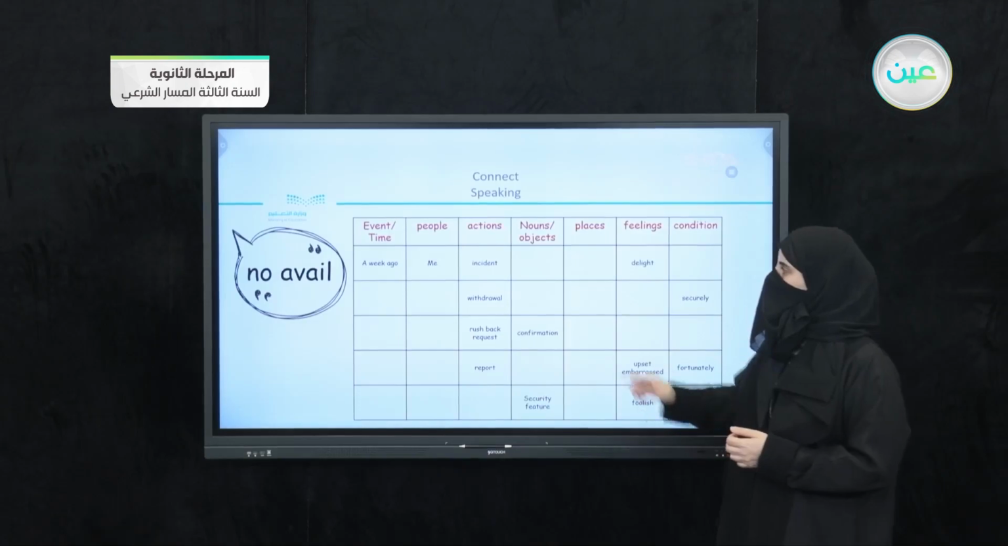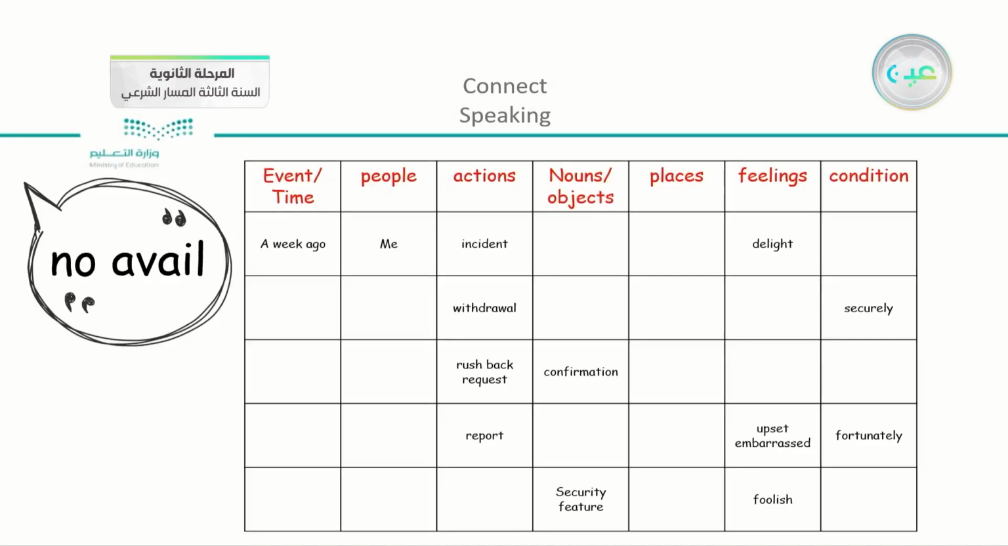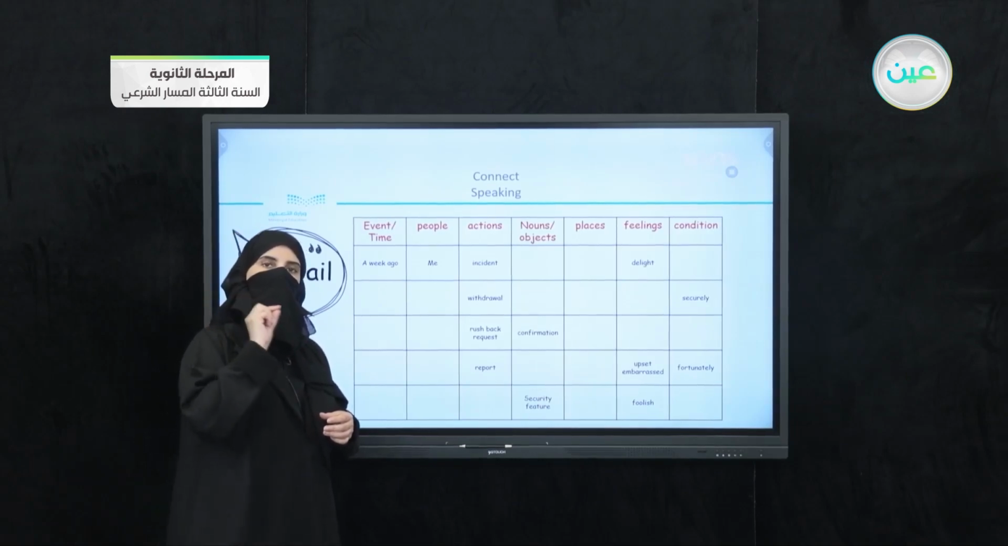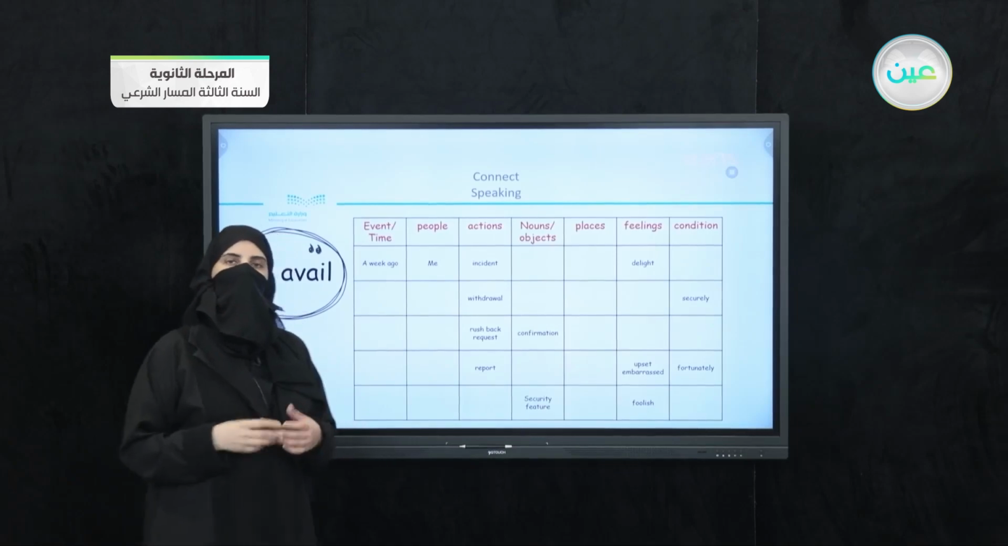Now you can see that in the first part, we have here a week ago is an event or a time. Me as people. Actions, we have here, for example, an incident, withdrawal, rush back, request, report. Nouns or objects, we can say that we have here confirmation and security feature. We have feelings. Of course, there is no place mentioned. So feelings, there is delight, upset, embarrassed, and foolish. Condition, we can say securely and fortunately. So you can see that it's not about writing every single word that you speak, but it's just to help you have your notes ready.